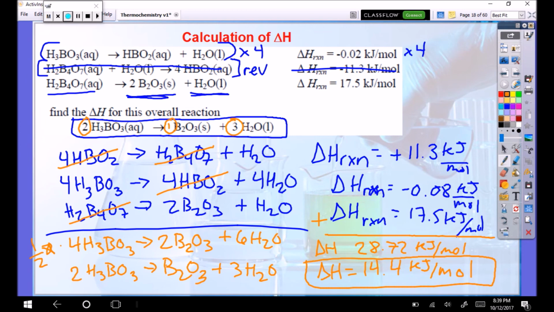So evaluate it. What does this delta H mean? Is this going to be an exothermic or an endothermic reaction? Should have said endothermic. Good.